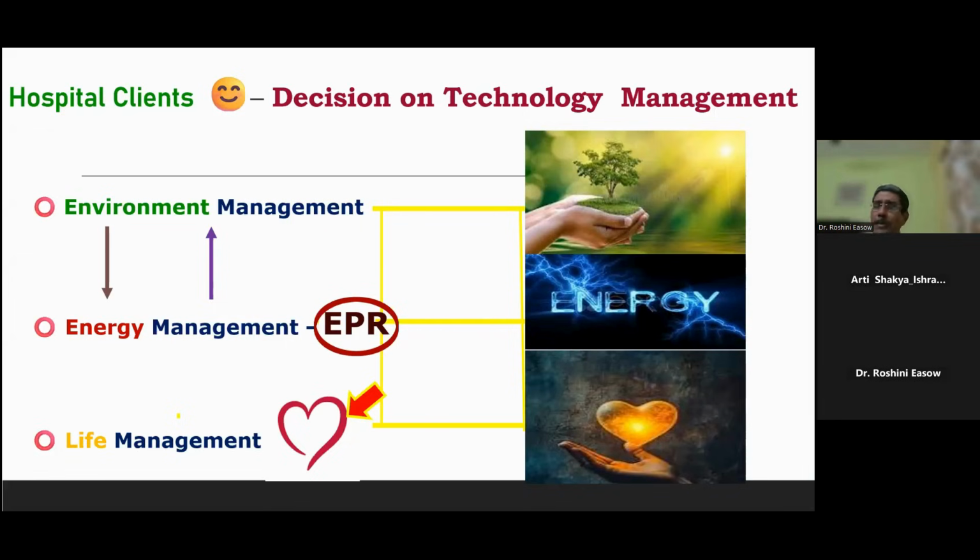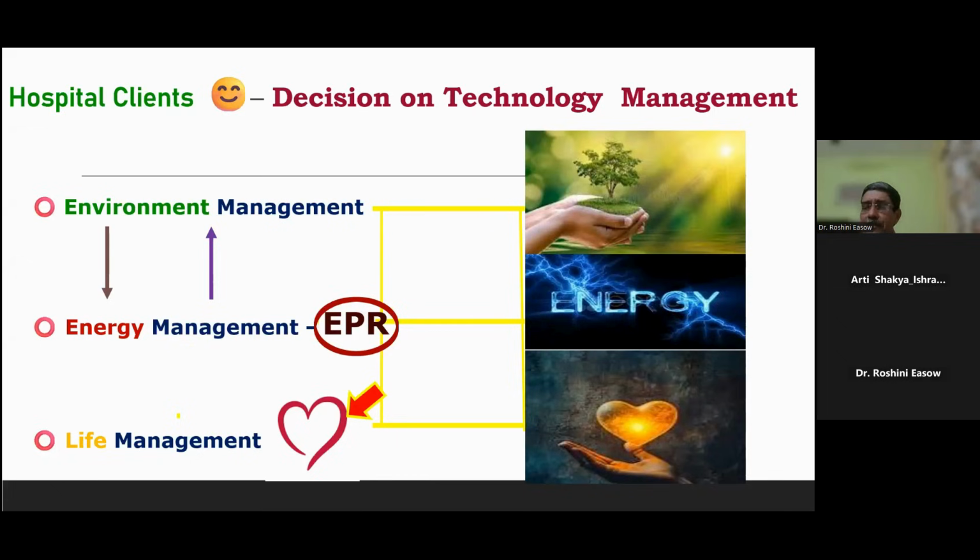See, for them, they will raise the issue of the environment, they will talk about the energy spending. Now, EPR, I have mentioned it, just see the EPR, or EPI. What is an EPR? EPR means energy performance ratio. It is the kilowatt-hours the building is taking per hour divided by built-up area.